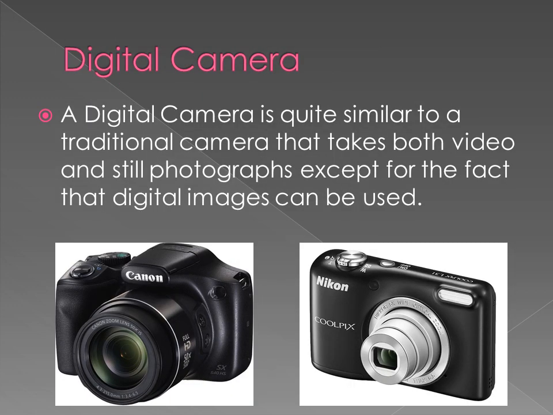Digital camera is also one of the input devices. It is used to take snaps, either still photographs or video, and it is available in electronic form. So later on this data can be transferred from the memory card to the computer. A digital camera is quite similar to a traditional camera that takes both video and still photographs, except for the fact that digital images can be used.